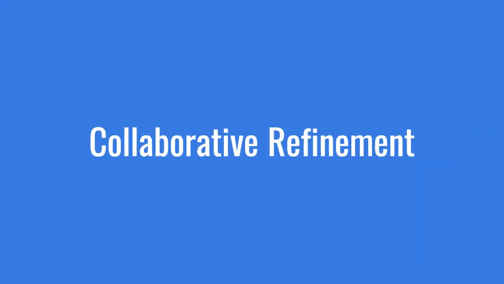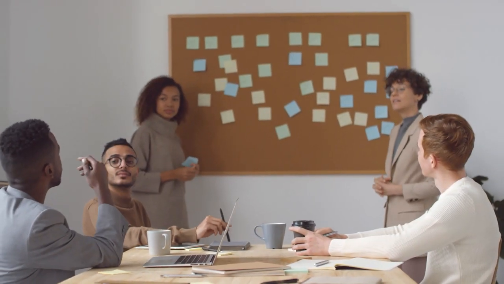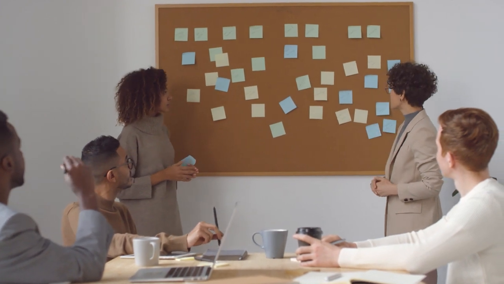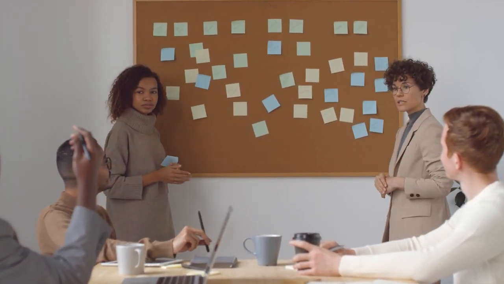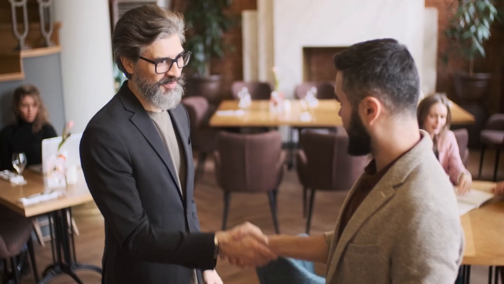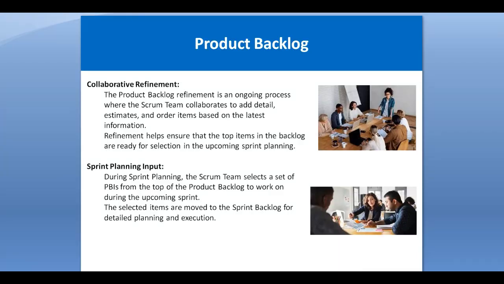Collaborative refinement means the product backlog refinement is an ongoing process. That means the Scrum team collaborates to add details, estimates, and order items based on the latest information. Refinement helps ensure that the top items in the backlog are ready for selection in the upcoming sprint planning as well. So, with collaboration, the refinement will be done. Refinement means more detail about the requirements, and it also helps the upcoming sprint planning as well.